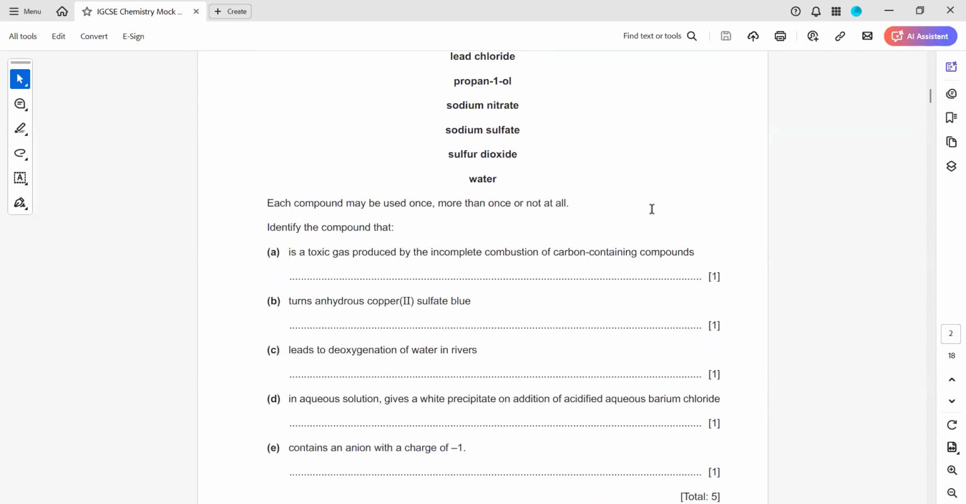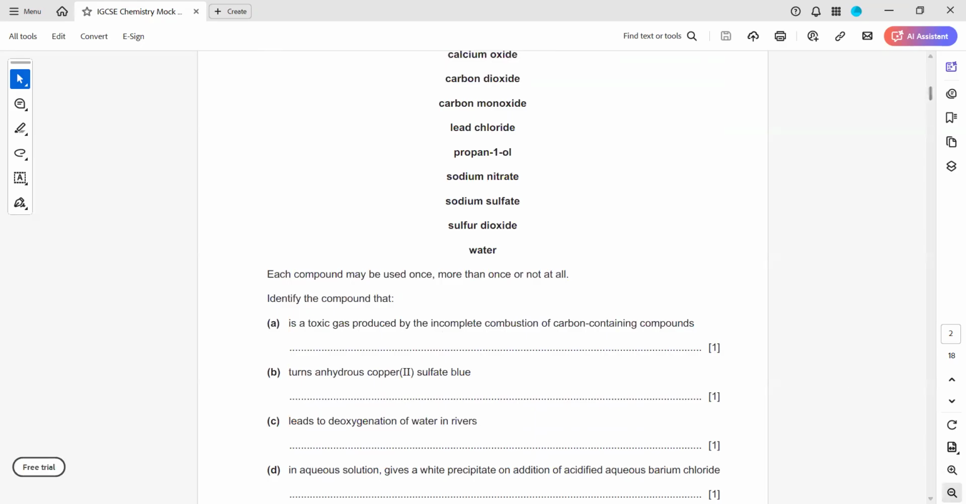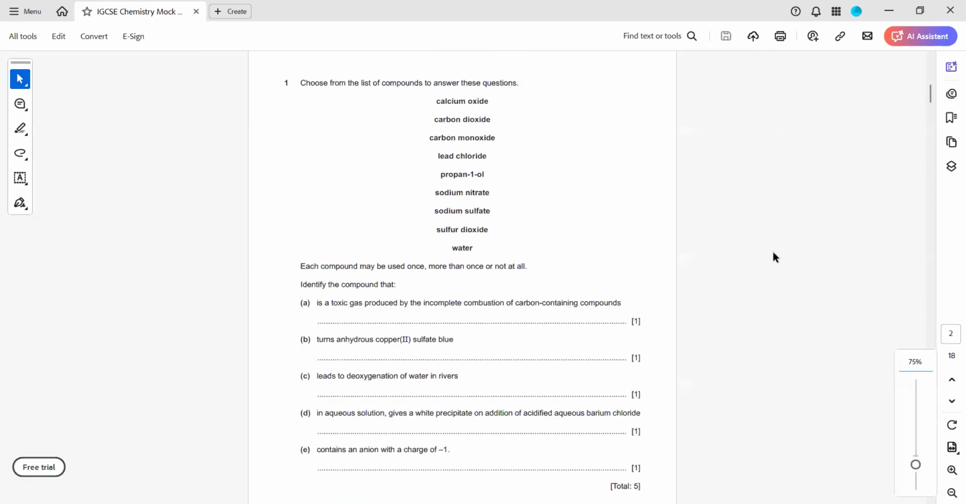Then it leads to deoxygenation of water in the rivers. Deoxygenation of the water is related to the growth of the plants in the water, and the growth of the plants is enhanced by the three main elements known as NPK: nitrogen, phosphorus, and potassium. If anything provides these, the growth of the plant will be enhanced, meaning a fertilizer is there. Calcium does not provide these elements. Carbon dioxide does not provide these elements. Carbon monoxide, lead chloride, no. Propanol, no. Sodium nitrate, yes, it does provide nitrogen. Sodium sulfate does not provide nitrogen, phosphorus, or potassium.